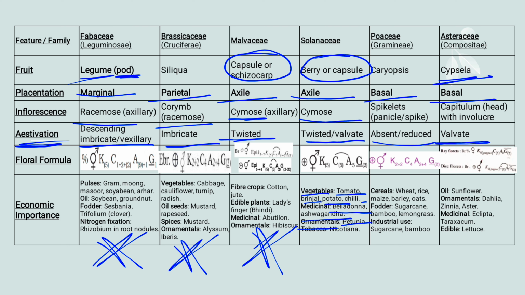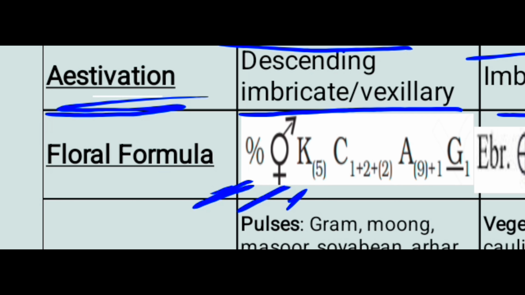Ornamental value: we have petunia, tobacco, nicotine. Bilateral symmetry, this is bisexual. Calyx, corolla, androecium, gynoecium. Calyx is 5 and it is fused. Corolla is axillary estivation, which means standard, wings, keel, and keels are fused. So yes, we have diadelphous and 10 stamens, so it is in 9+1 order. Superior ovary and it is monocarpellary.